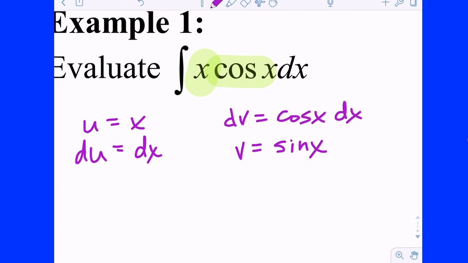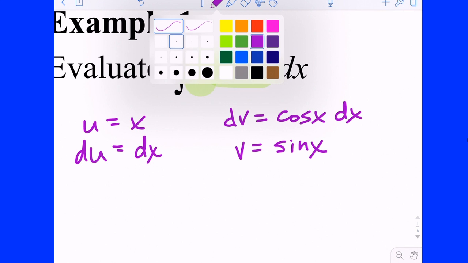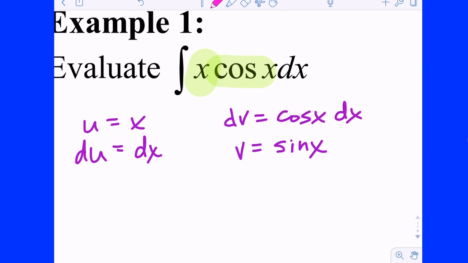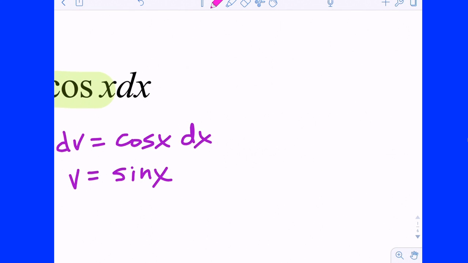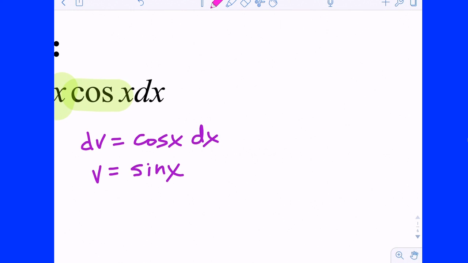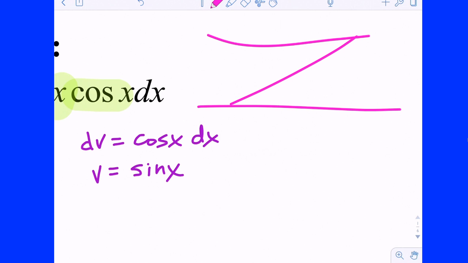So once you do it like this, if you start with u and du below it and dv and v below that, here is how you can get your answer. I call it the backwards Zorro method. Zorro was the guy who went around and you knew he was there. He left his Z all over the place.